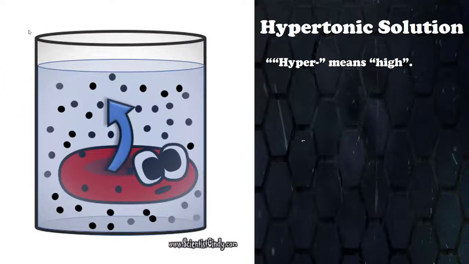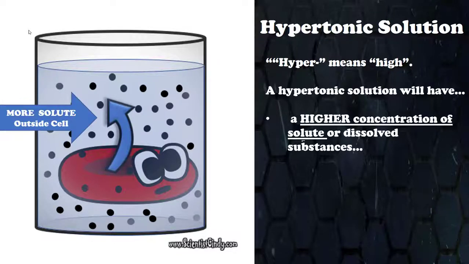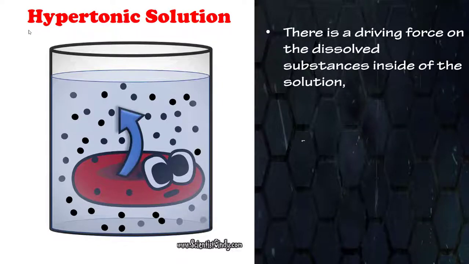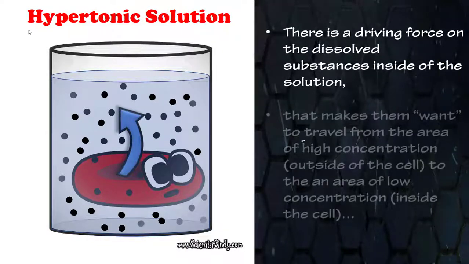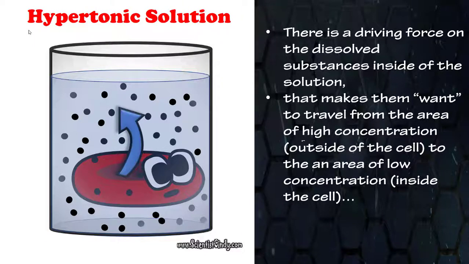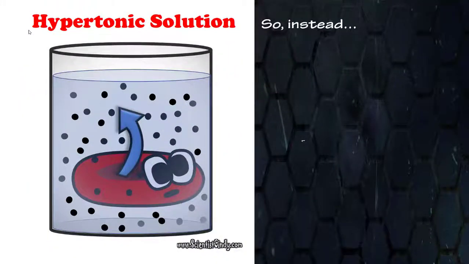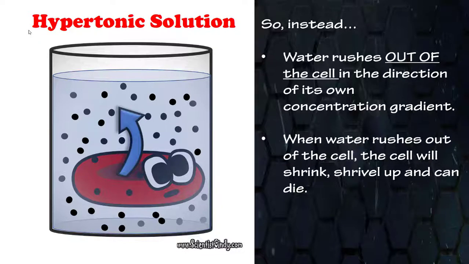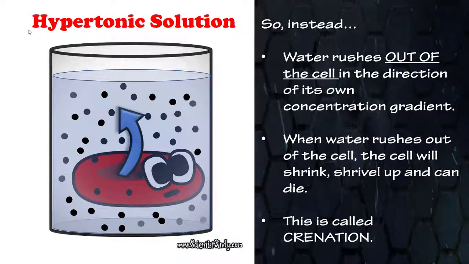Hyper means high. A hypertonic solution will have a higher concentration of solute or dissolved substances, and therefore a lower concentration of water molecules than the fluid inside of the cell. There is a driving force on the dissolved substances inside of the solution that makes them want to travel from the area of high concentration outside of the cell to the area of low concentration inside of the cell, but they can't. So instead, water rushes out of the cell in the direction of its own concentration gradient. When water rushes out, the cell will shrink, shrivel up, and can die. This is called crenation.